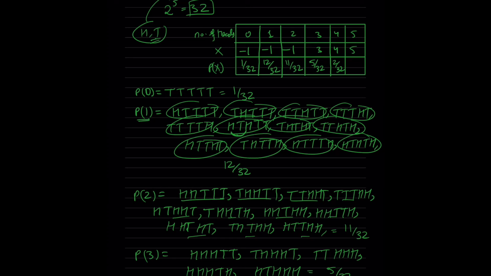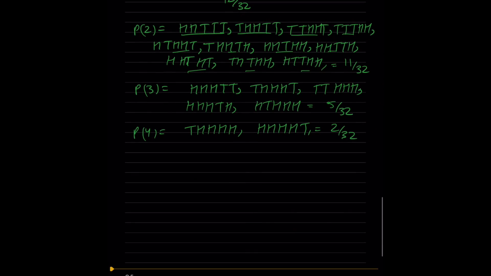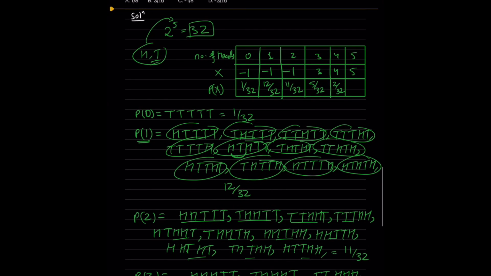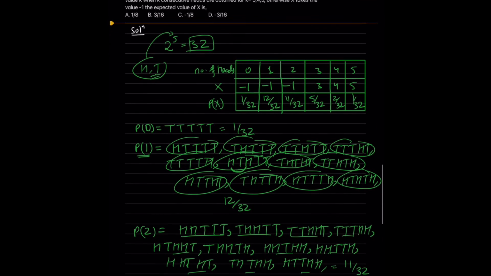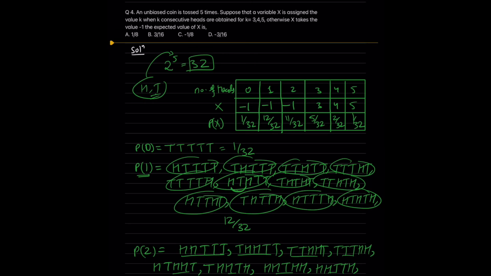Similarly, for 5 consecutive heads, there can be only one case. All 5 heads together, only one such case can happen. So that will be 1 out of 32. And we are supposed to find the expected value of x. Expected value is nothing but the mean of x. So the expected value of x can be written as the summation of pi into xi. So we just put these values over there from this table.